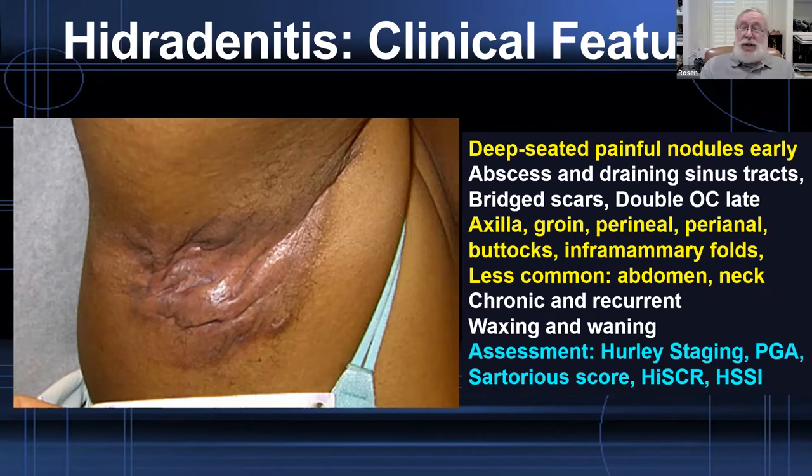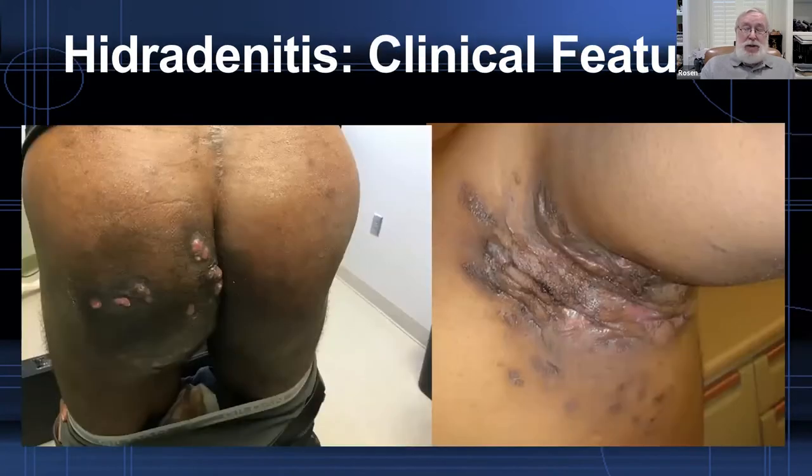There are different ways to assess hidradenitis, all sorts of staging and grading systems. I like the Hurley staging because it's simple. The HISCR has often been used now in studies. It was invented for use in clinical trials, but that doesn't necessarily mean it's the best. Here are some other examples: draining nodules, draining tracts, interconnected tracts.